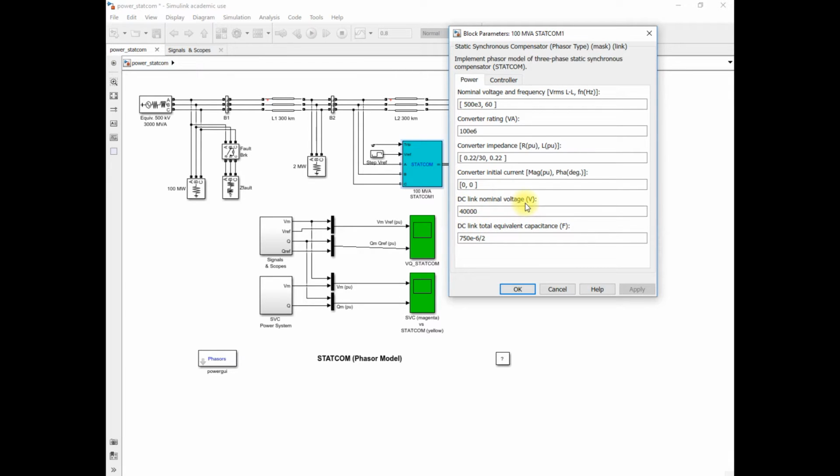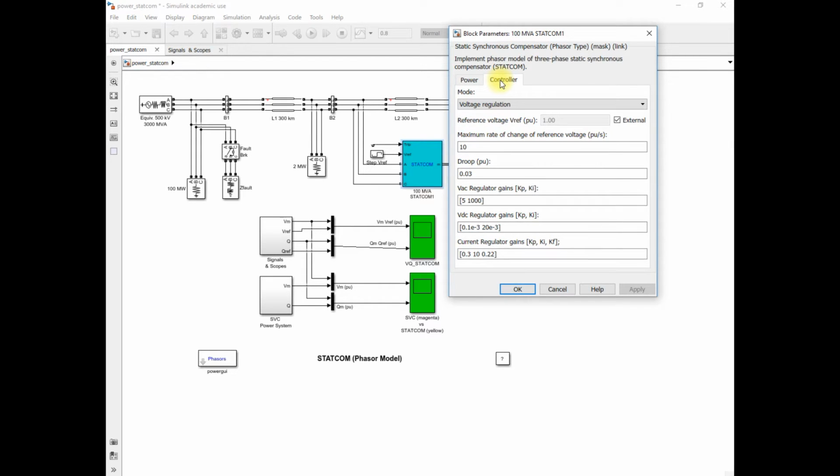And the DC link voltage is 40 kV, because as we know this is a voltage source converter based STATCOM. So at the DC side it requires a DC voltage source. That DC voltage source magnitude is 40 kV, and the capacitance that stores this 40 kV is 750 microfarad divided by 2. It means that it is 375 microfarad, and you can find this in the controller.